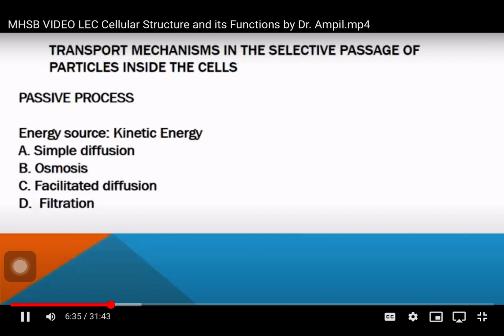So we're through with the structure and composition of the cell membrane. Now let's go into the transport mechanisms that occur across the cell membrane. Here you have two processes, namely your passive process and active process. In passive processes, there is the movement of substances from a region of a higher concentration into a region of a lower concentration without the expenditure of energy. Examples of this are simple diffusion, osmosis, facilitated diffusion, and filtration.